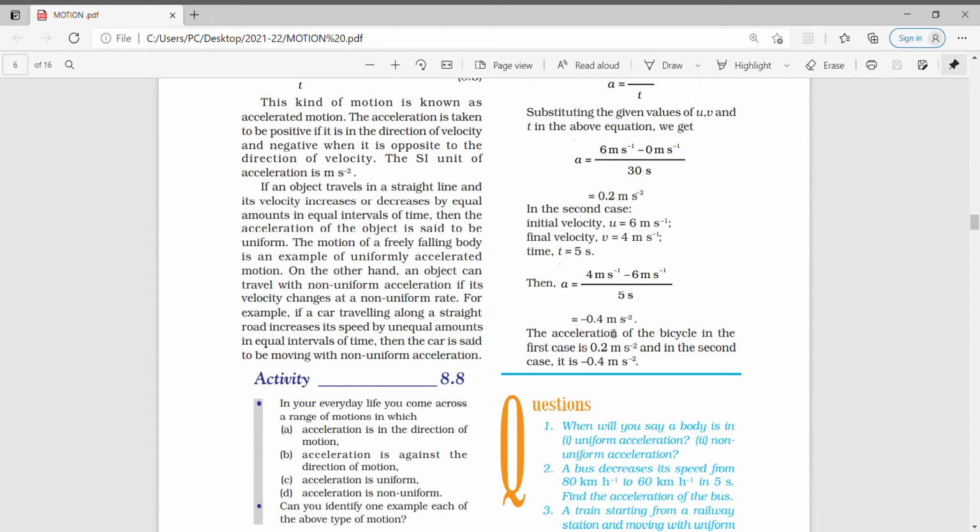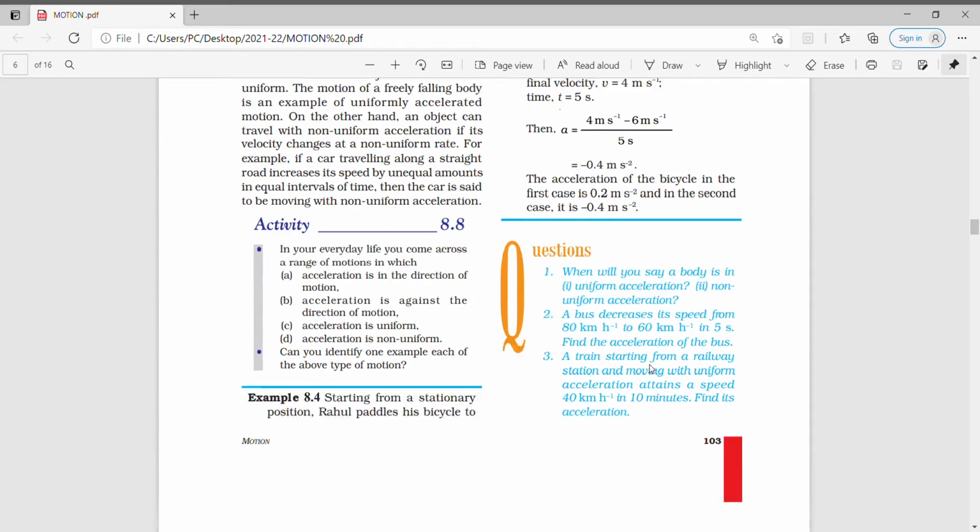So why do we have negative sign with acceleration here? Because in this case, the brakes are applied. The body doesn't come to rest, but its speed decreases. So whenever there is decrease in speed, then acceleration will have negative sign. So that's the answer. Now let us go to the next example.